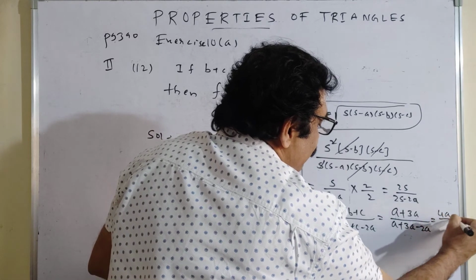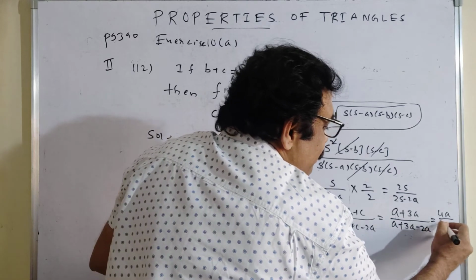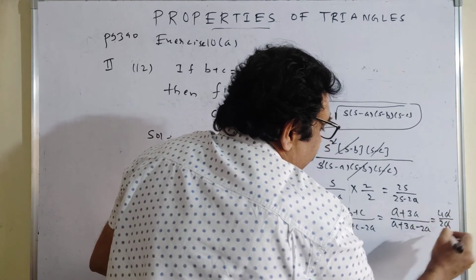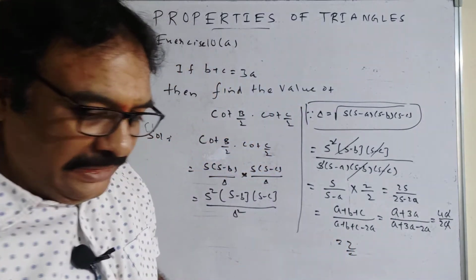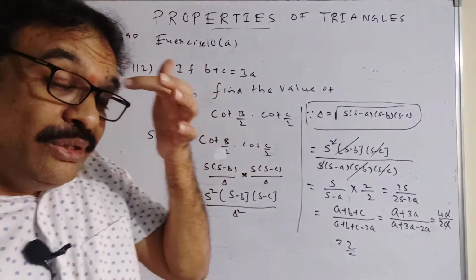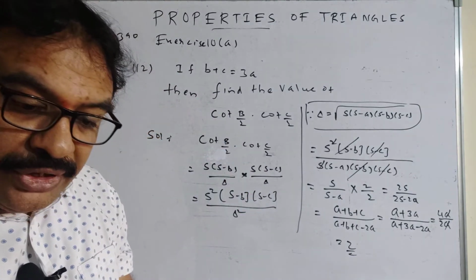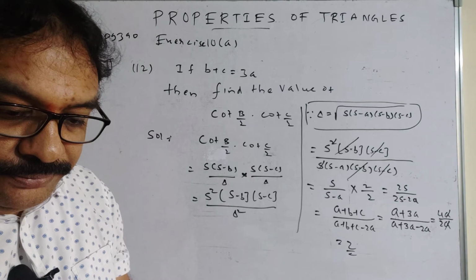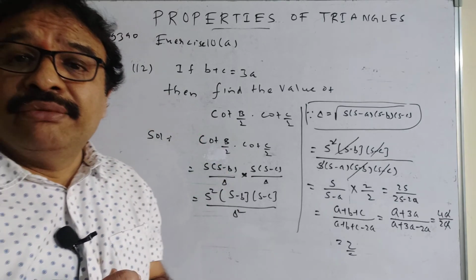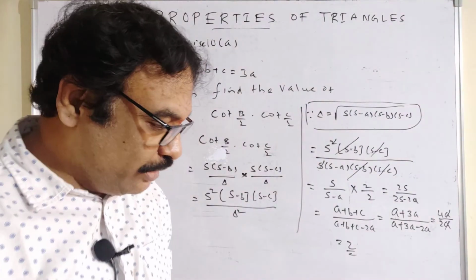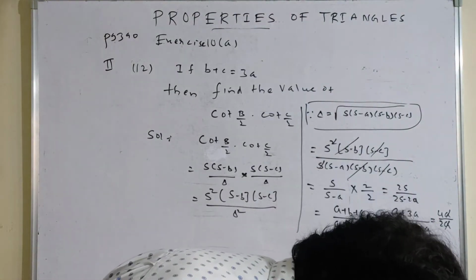I am getting 4a by, 3a plus a is 4a, 4a minus 2a you are getting 2a, a gets cancelled, the result is 2. And therefore that is the value of cot b by 2 into cot c by 2. Hopefully you understood the problem. Now, since 12th has been completed, I'll be moving on to my next problem, that is, the next problem is going to be the 14th one.